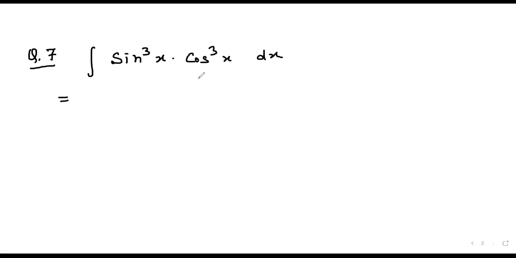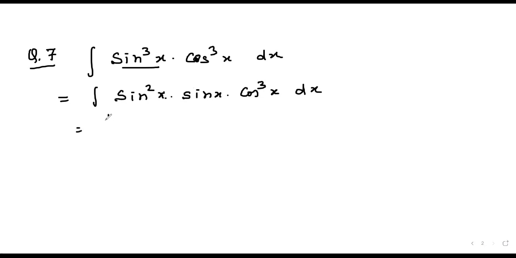So we can convert any one into another. Either sine should be converted into cos, or cos should be converted into sine. So here odd even we apply. So we write it as sine square x times sine x times cos cube x dx. Both can't be converted. Any one should be changed. Now 1 minus cos square x times cos cube x times sine x dx.